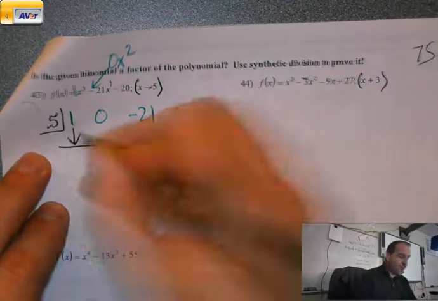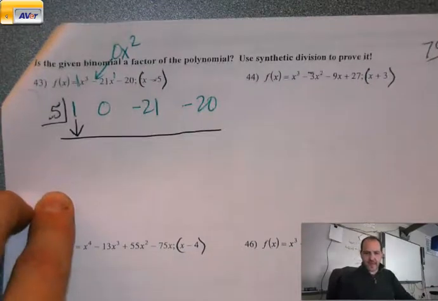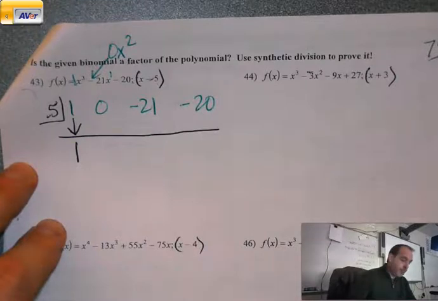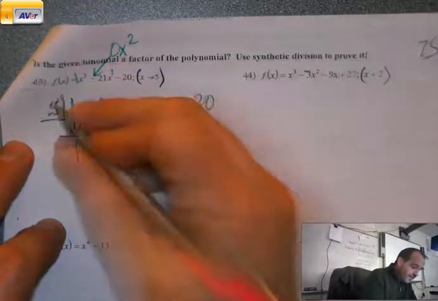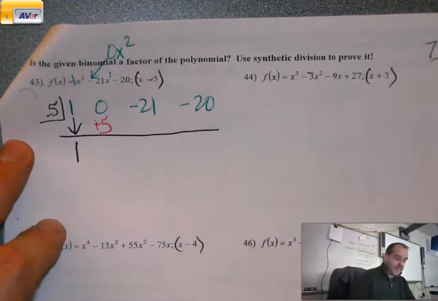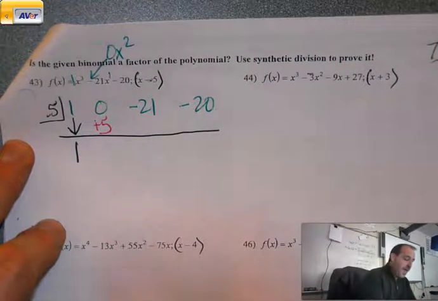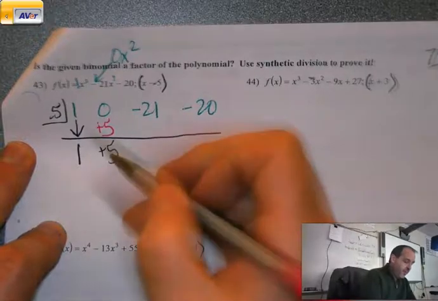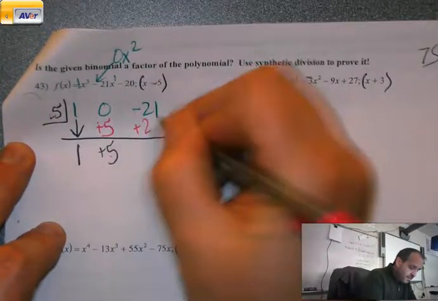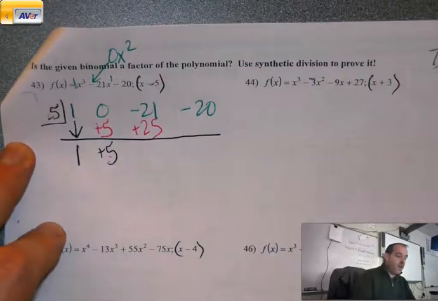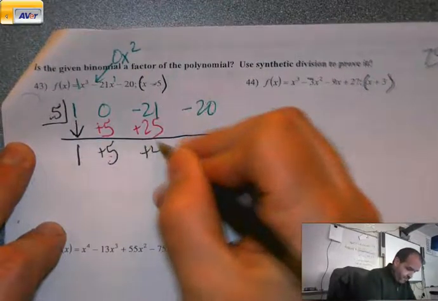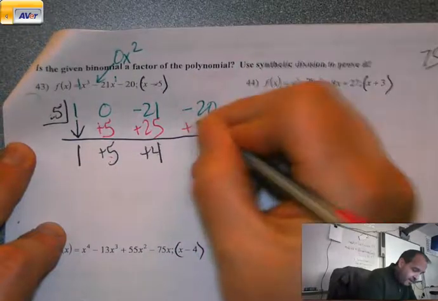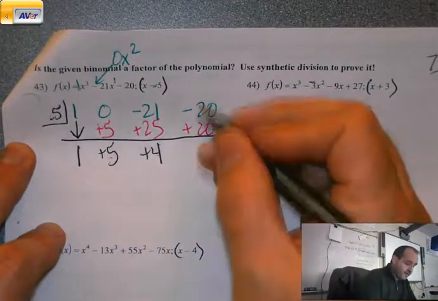Once I've got that set, and you won't have to have a 0 every time. Sometimes they'll be nice. Pull the first term down. Multiply by what's in the box. Put that in the next slot. And add down. Multiply by what's in the box. 5 times 5 is 25. Add down. 4 times 5 is 20. And add down.